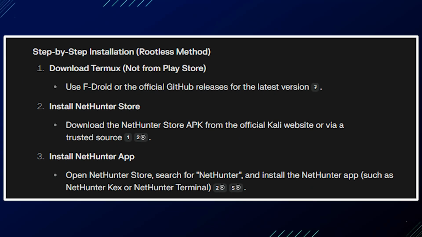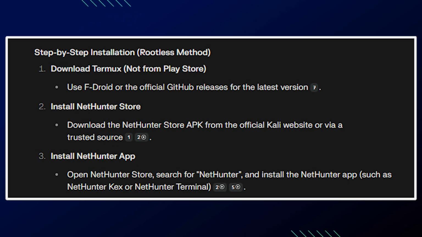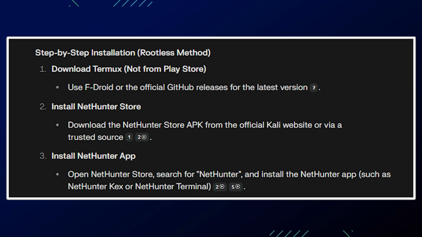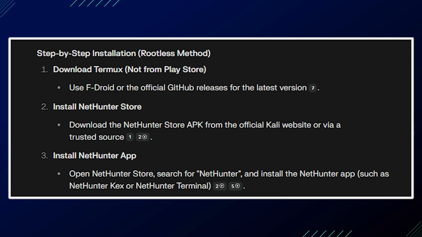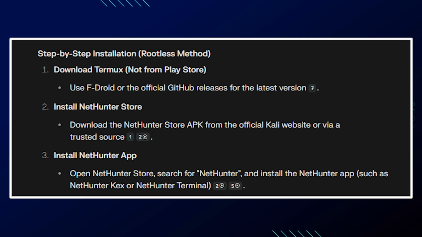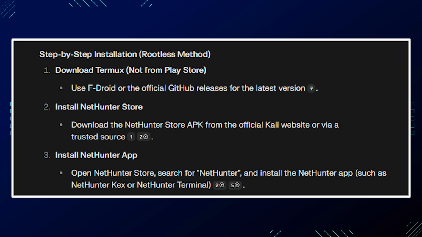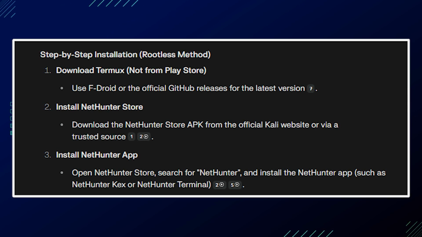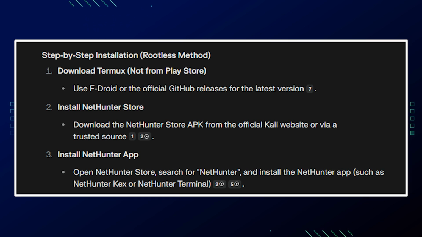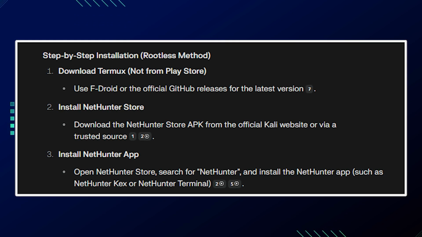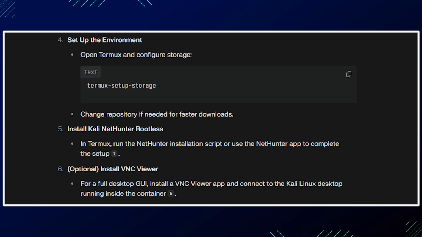Download Termux, not from the Play Store. Use F-Droid or the official GitHub releases for the latest version. Install the NetHunter Store: download the NetHunter Store APK from the official Kali website or via a trusted source. Then install the NetHunter app. Open the NetHunter Store, search for NetHunter and install a NetHunter app, such as NetHunter KeX or NetHunter Terminal. Then set up the environment. Open Termux and configure storage.